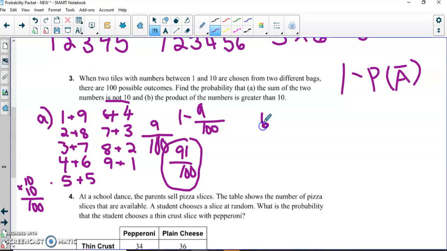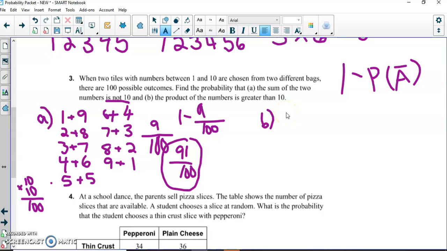The product of the numbers is greater than 10. So, same thing. I think that if you think about it, the product of the numbers being greater than 10 is a pretty high probability. That's very likely to happen. So instead, we're going to find the complement. We're going to find which ones would give us a product of 10 or less.